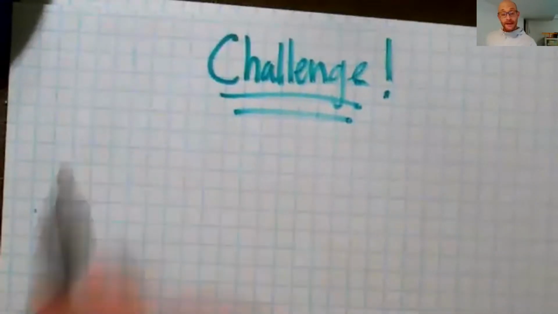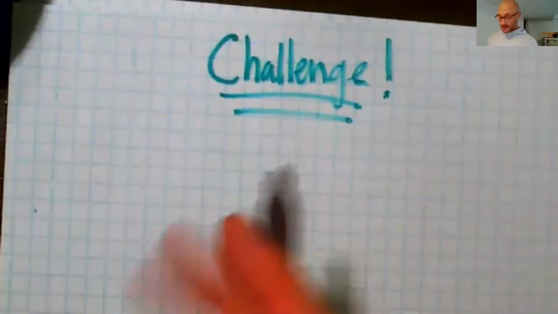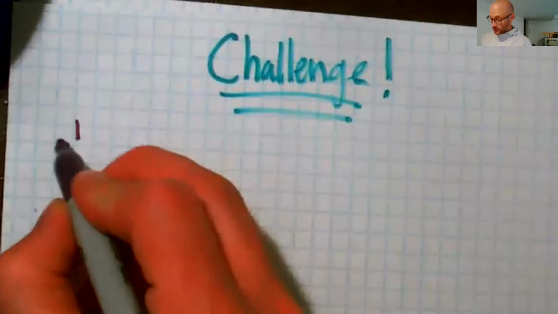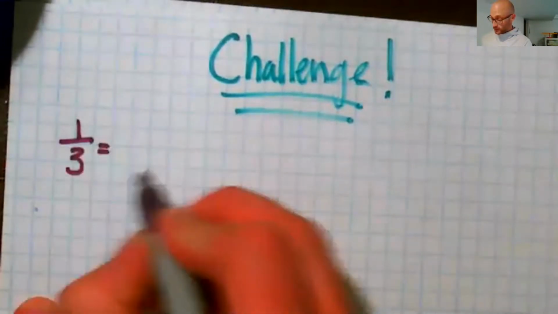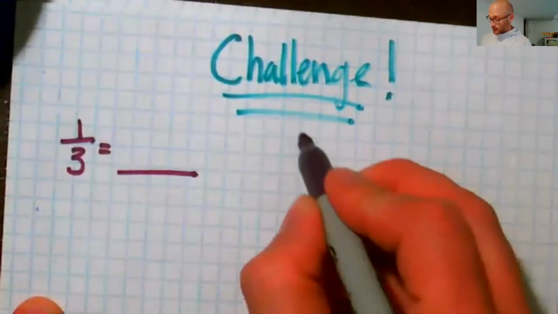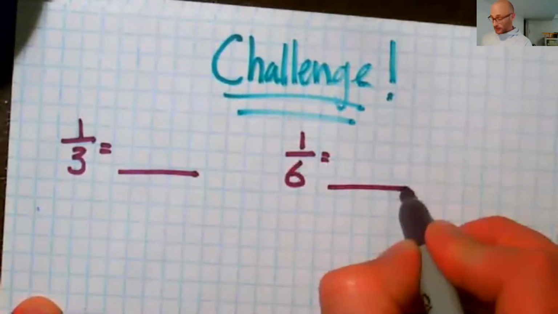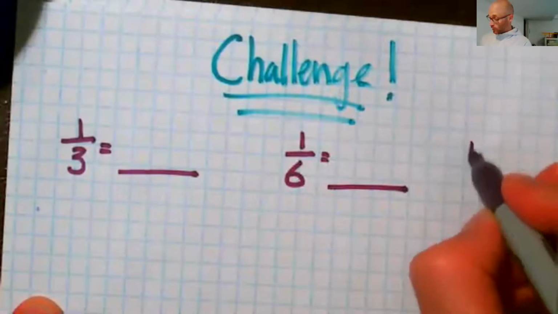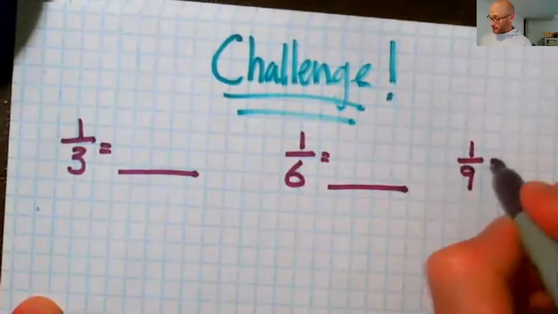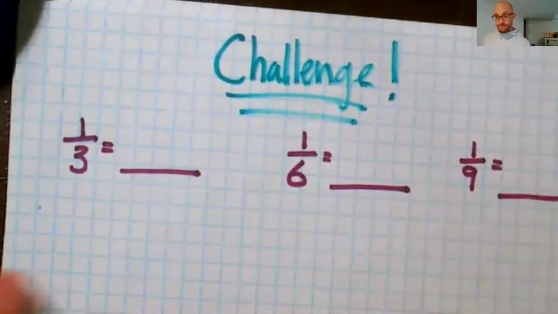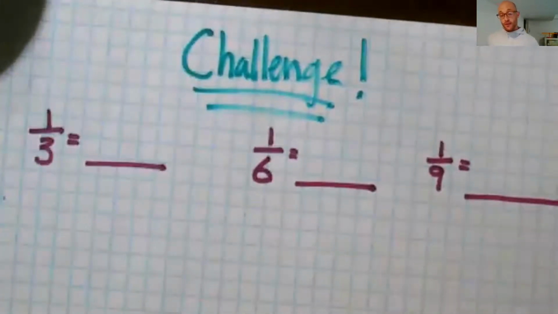Okay, my friends, if you're looking for a challenge, here it is. I'd like you to make a new sheet. You can write this challenge at the top if you like. And I want you to put 1/3 equals and leave a blank. 1/6 equals and leave a blank. And then 1/9 equals and leave a blank. Okay? These are 3 fractions that we see all the time in the real world.